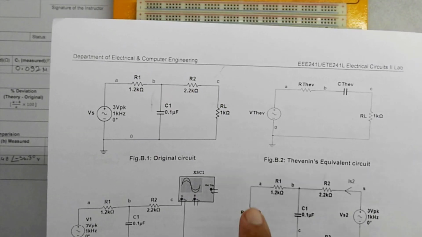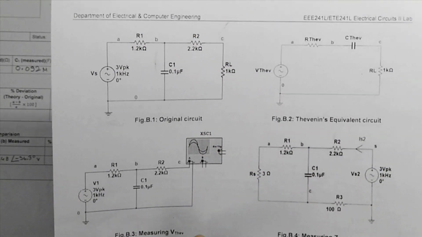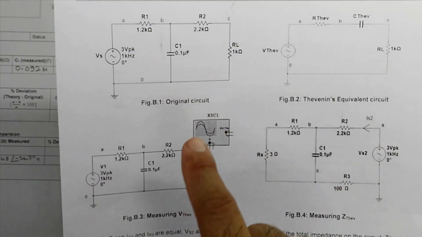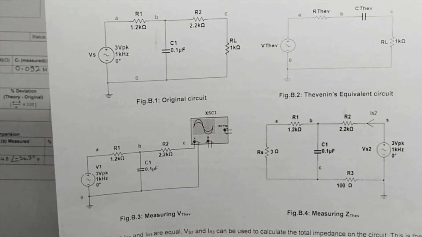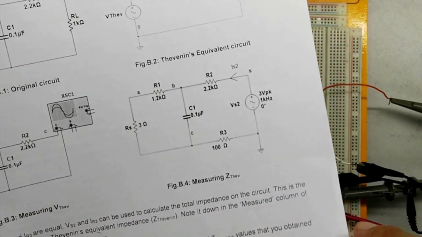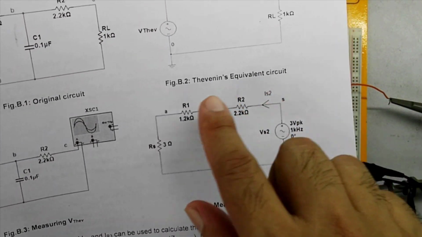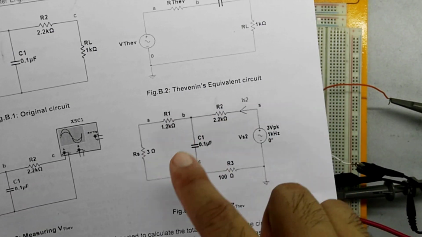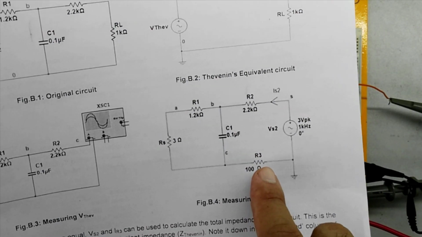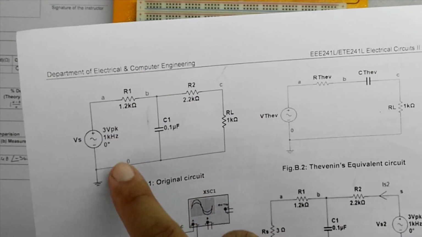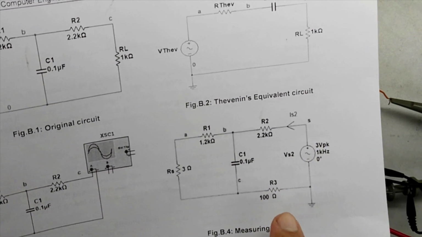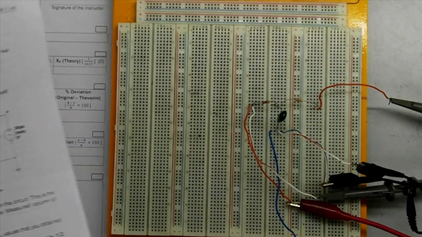After determining the load voltage and the Thevenin equivalent voltage from this configuration and this configuration, now we have to measure the Thevenin equivalent impedance Z Thevenin by constructing the circuit in this configuration. So it's not necessarily constructing, we will be simply modifying the original circuit so that we get to this configuration. We will be doing that now.